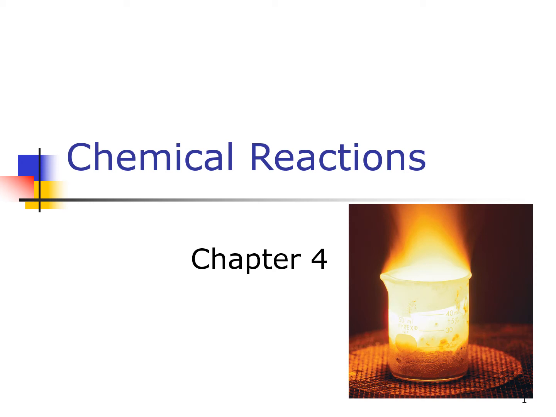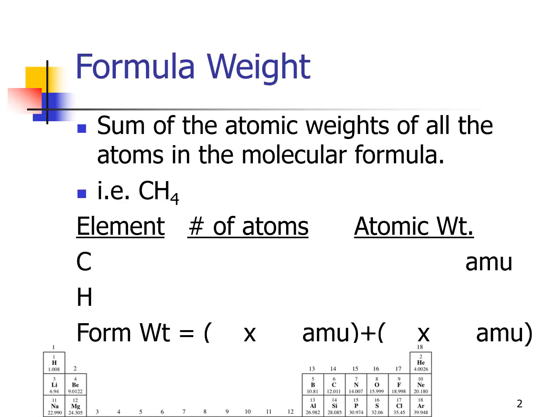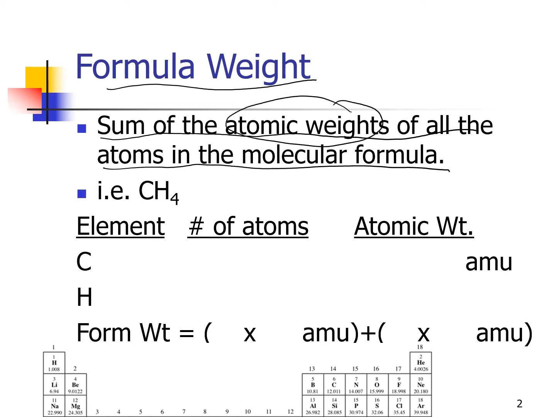Chapter 4 is on chemical reactions. Formula weight is the sum of the atomic weights of all the atoms in a molecular formula. And we previously learned that atomic weight is the mass of an individual atom of a specific element. And we obtain that from our periodic table.